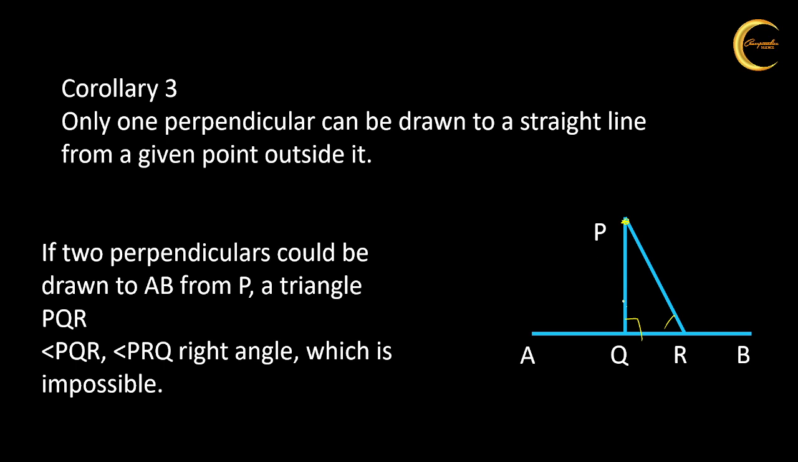Now you see the triangle PQR has been formed. So angle PQR and angle PRQ would both be right angles, which is impossible, because in a triangle these two angles cannot both be right angles. Only one angle can be the right angle. So again this corollary has been proved. So this is the end of theorem 8.